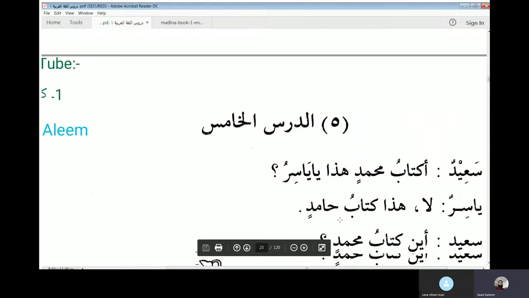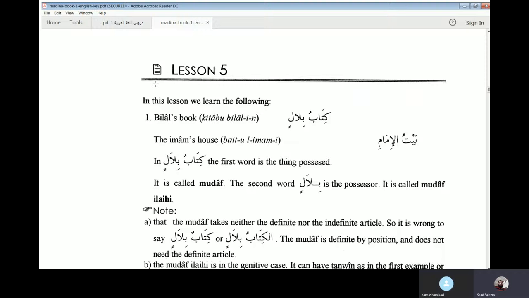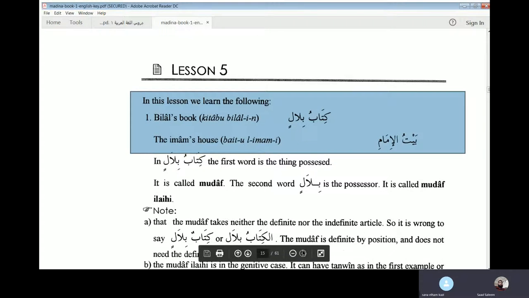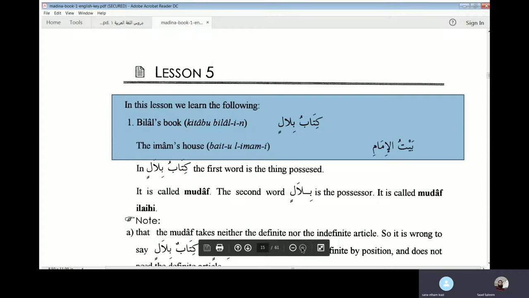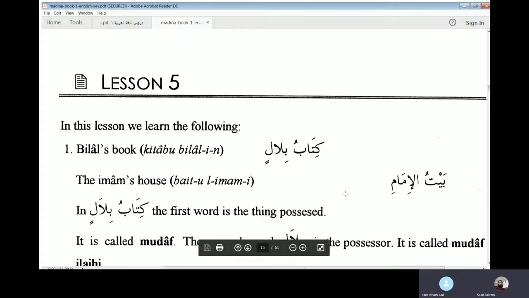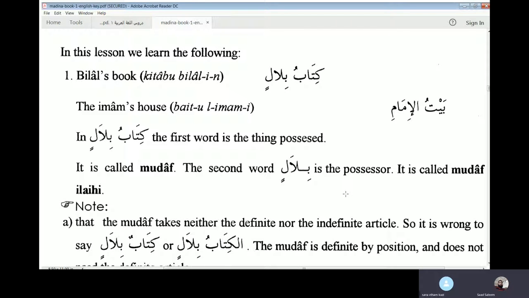Next we have Daroos-ul-Lughat, fifth lesson. So here is the grammar. Start reading it. In this lesson we learn the following. First, Bilal's book, Kitab Bilalin. The Imam's house, Baytul Imami.